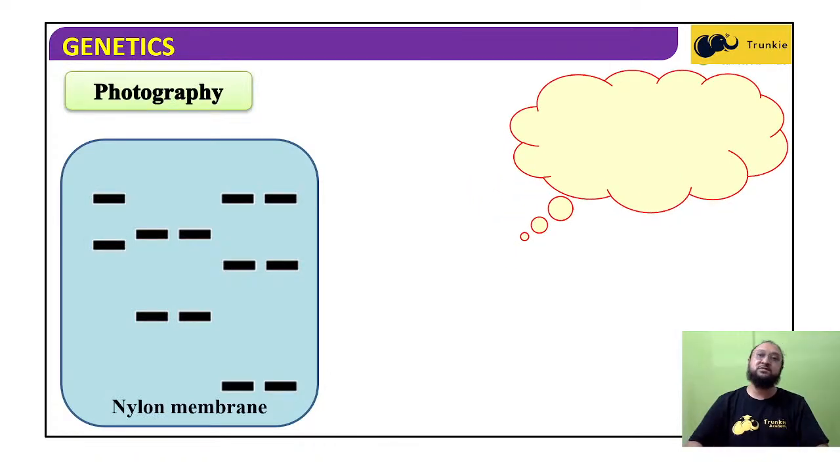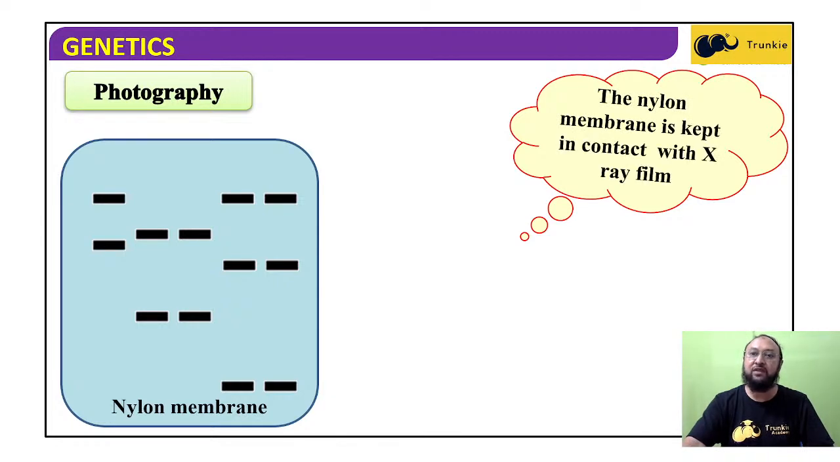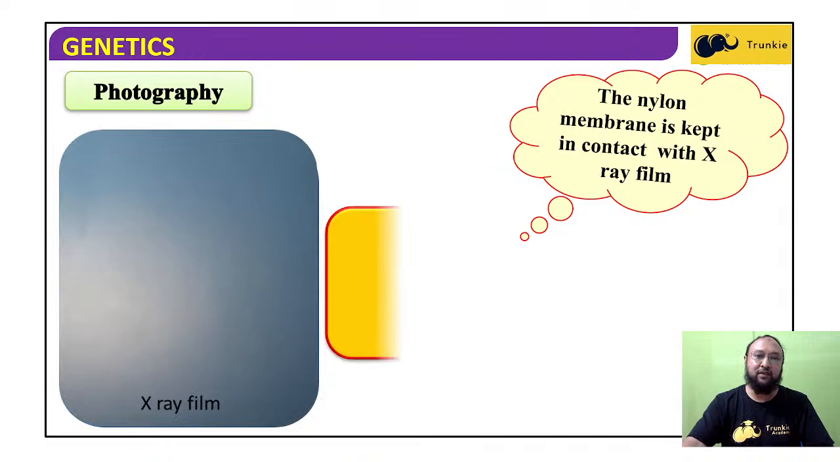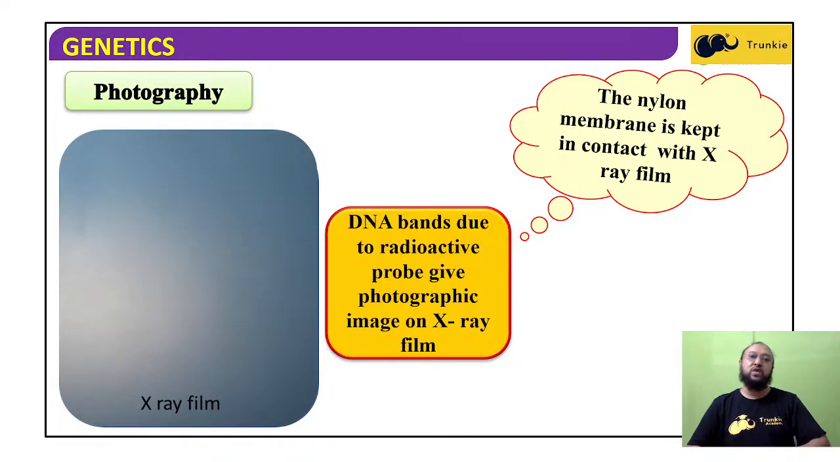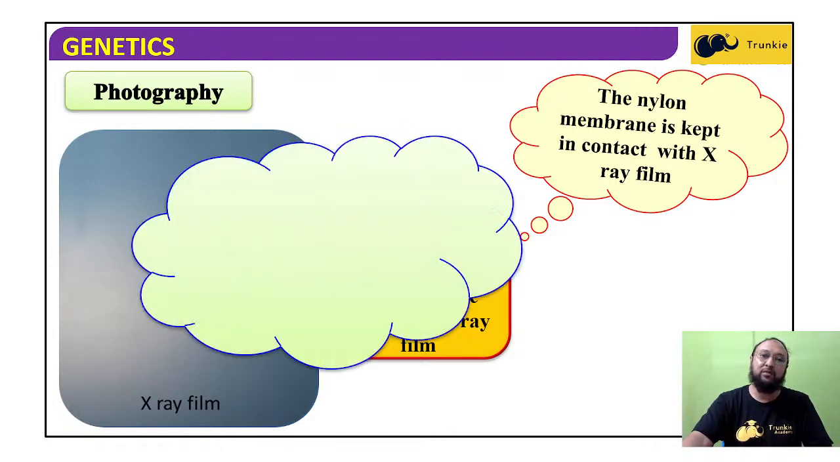So now what will happen? The next step is the photographic step. The nylon membrane is kept in contact with X-ray film, and the DNA bands, due to the radioactive probe, give a photographic image on the X-ray film. As I told you, the DNA which has the radioactive elements has formed the complementary strand with the one already in the nylon membrane. So now that will radiate and shine on the X-ray film, and it will form a photographic image on the X-ray film.